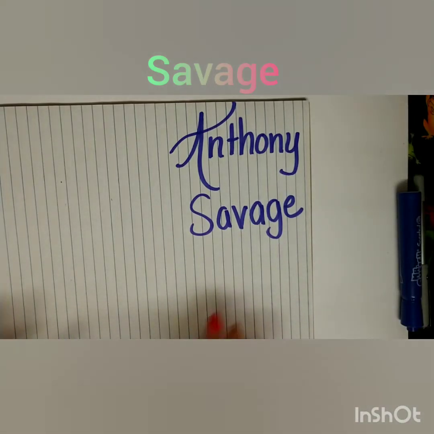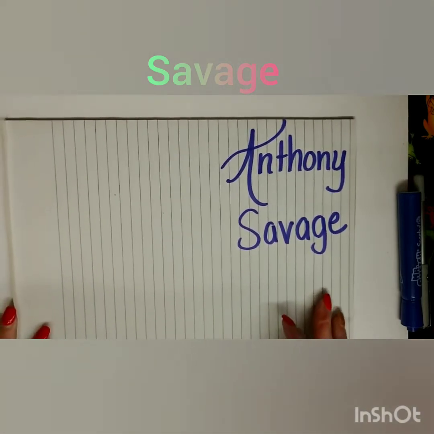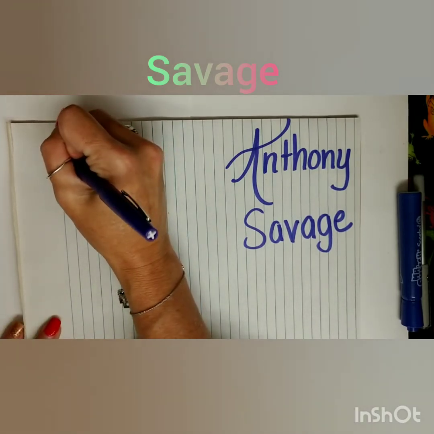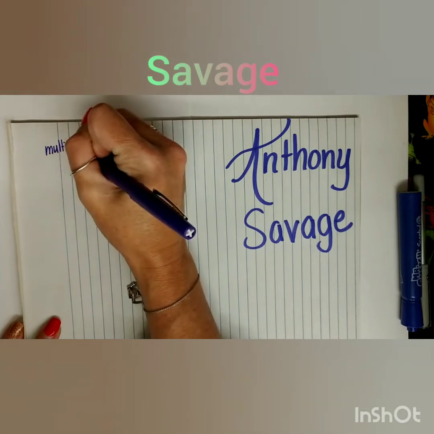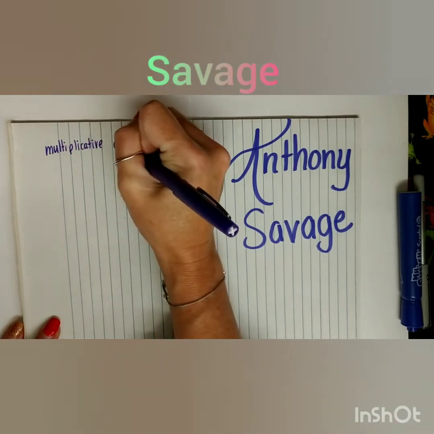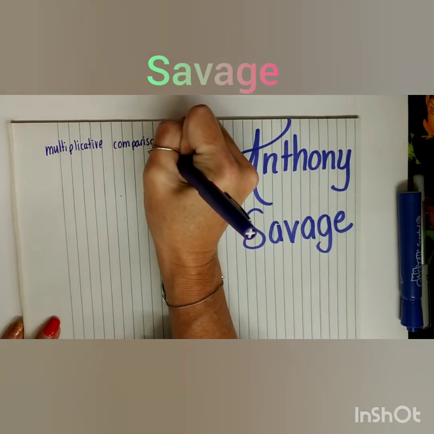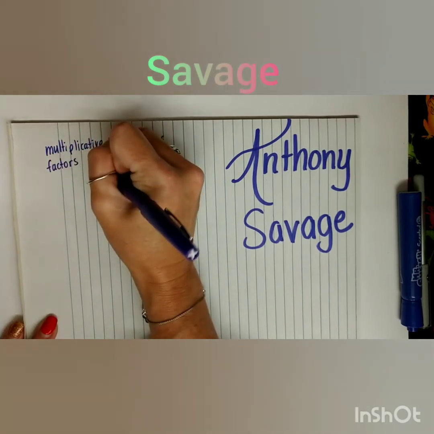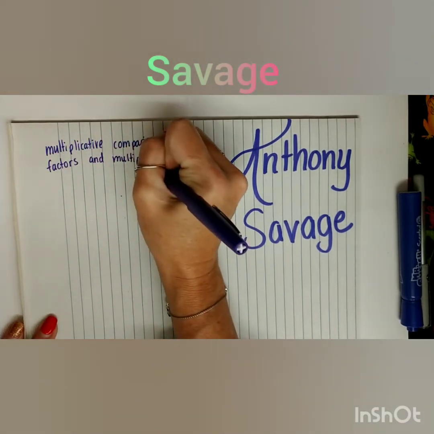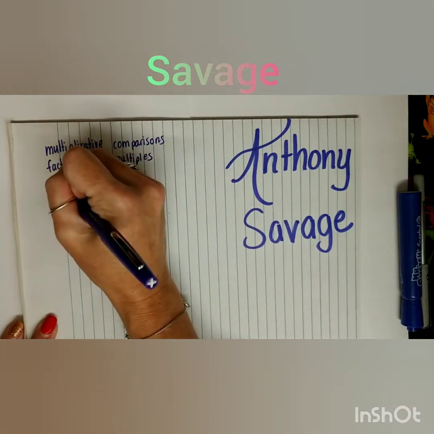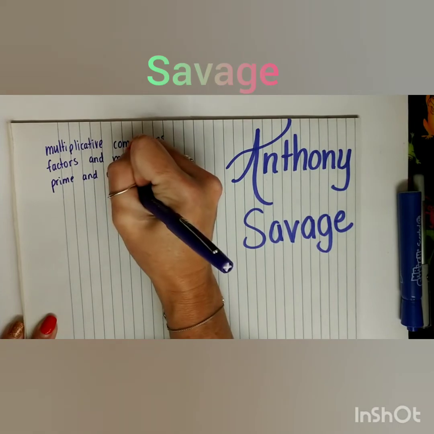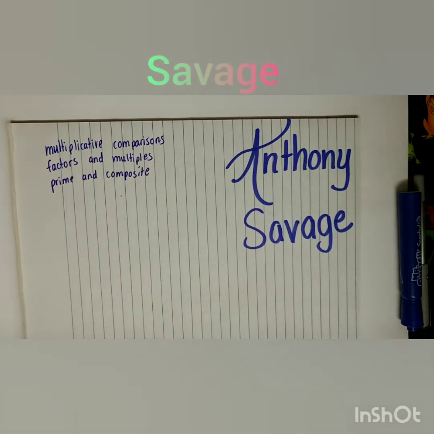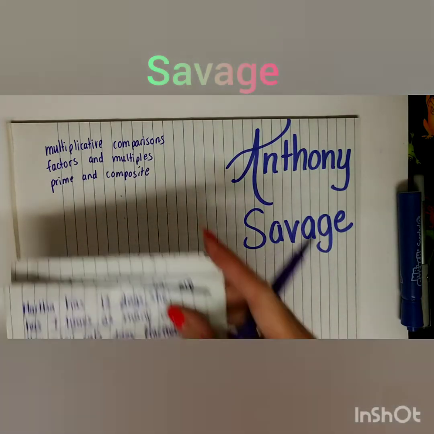I want to go over some things that I already said you would need to get you ready for FSA. The two things that I talked about were multiplicative comparisons, and factors and multiples, and prime and composite. Factors and multiples really go with prime and composite, so it's kind of one thing. Let's start with our multiplicative comparison.